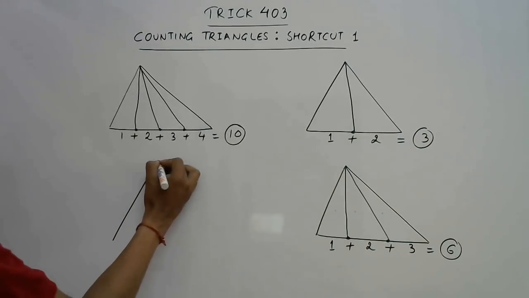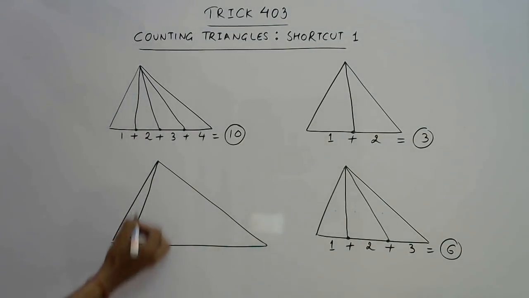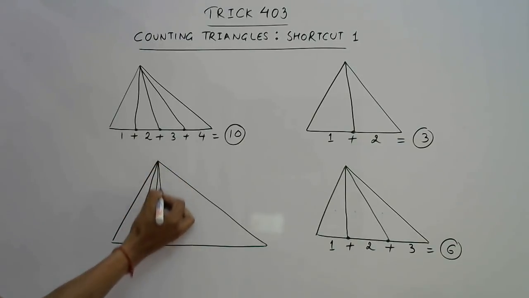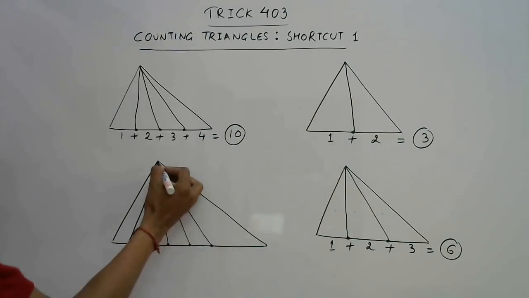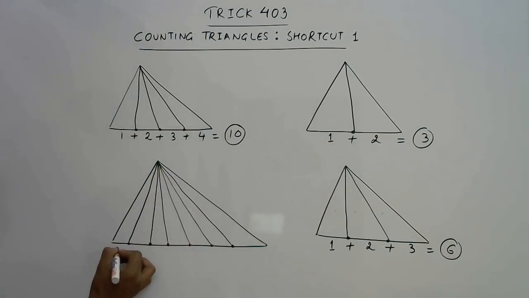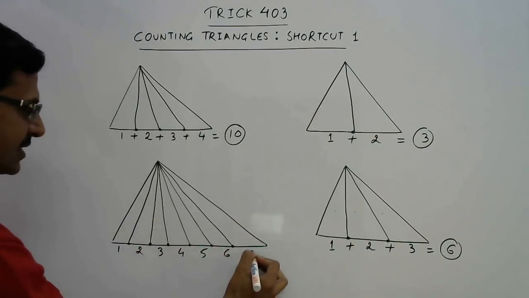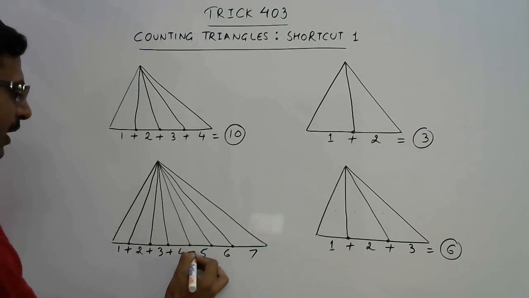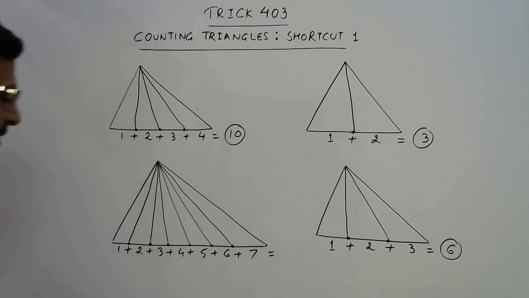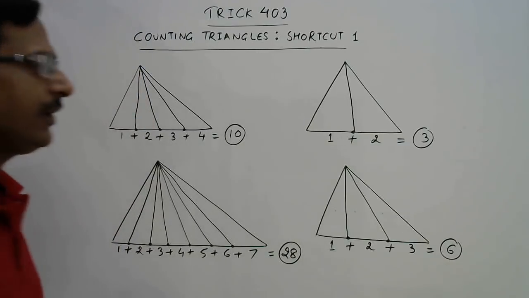Friends, you can generalize this method now and try as many figures as you want. You can verify by counting the triangles actually whether you are getting the correct answer or not. So in this case I am taking 1, 2, 3, 4, 5, 6, 7 parts of the base. Then the number of triangles formed are the sum of all these numbers. So up to 4 you get 10, 15, 21, 28 triangles in this figure.